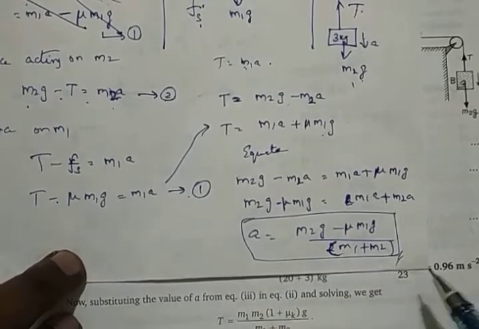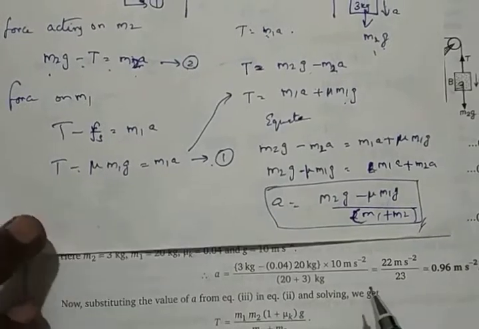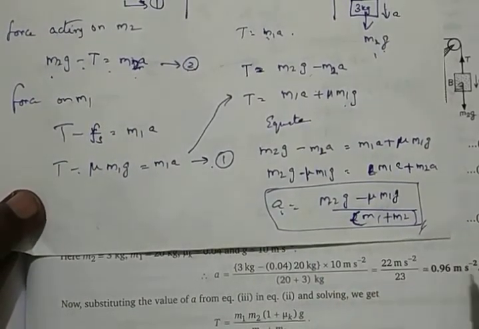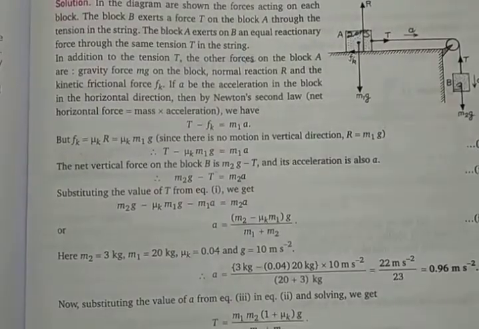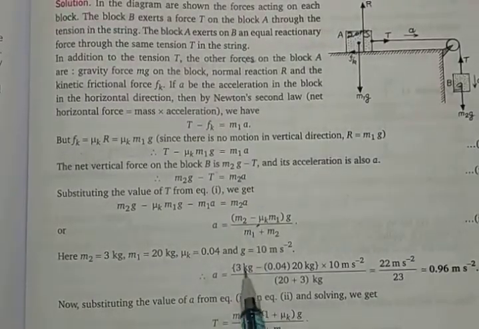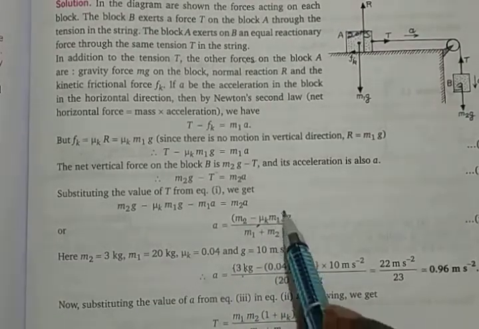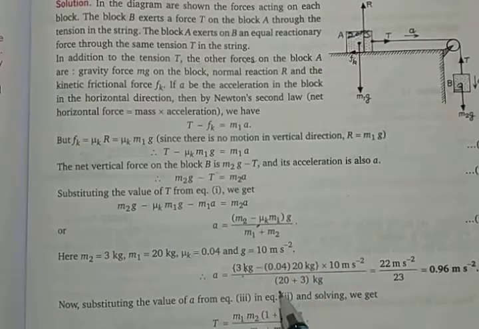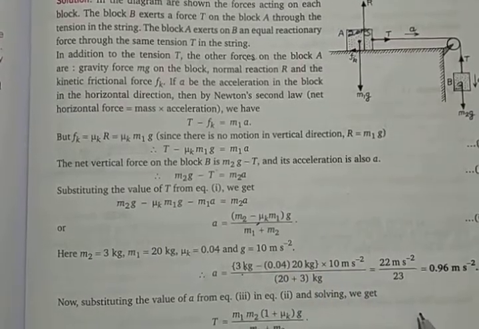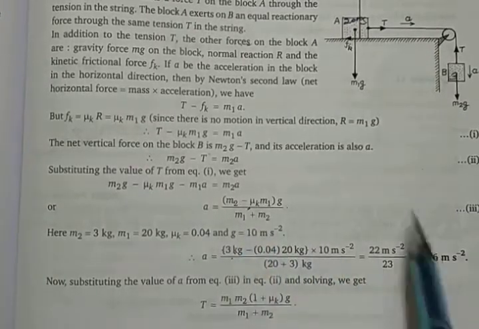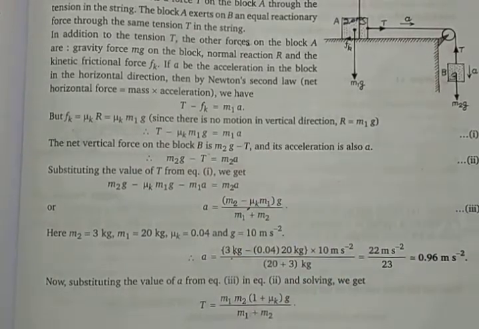Now you can substitute all of them and get the acceleration. Now look at this question. They substituted all of them: m2 is 3 kg, mu k, m1 is 20, close the bracket, g is 10, divided by m1 plus m2, and you get this answer. Afterwards you can find tension also. If you found the acceleration, put it in one of these equations and you can get tension also. It will be easy for you. Alright, we'll go to the next question now.